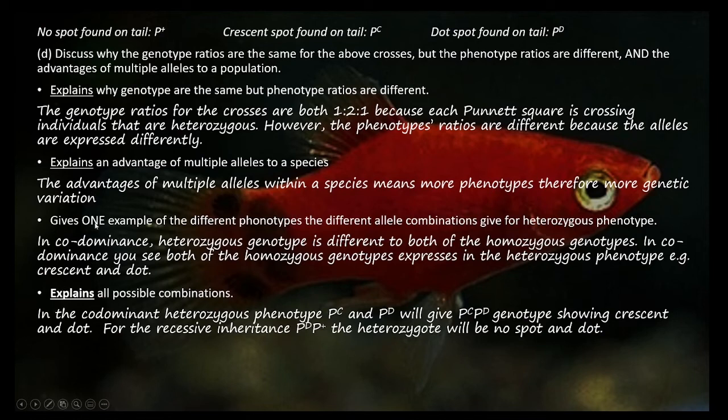And then give one example of the different phenotypes the different allele combinations give for the heterozygous phenotype. Give one example of the different phenotypes. Remember, we're looking at the Punnett squares. Give one example of the different phenotypes the different allele combinations give for the heterozygous phenotype.